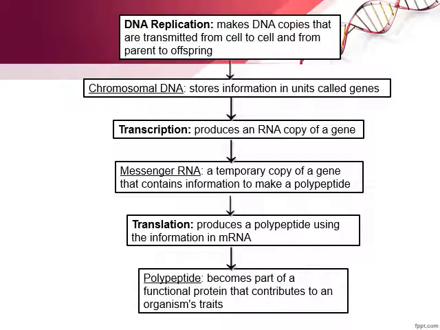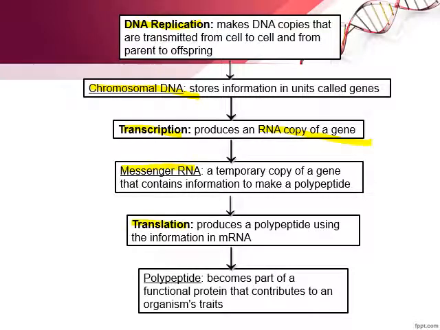So this is it, we start with DNA replication. The DNA copies are then transmitted from cell to cell and from parent to offspring. The chromosomal DNA stores information in units called genes. In transcription, it produces the RNA copy of a gene. The RNA copy is the mRNA, or the messenger RNA. It is the temporary copy of a gene that contains information to make a polypeptide.